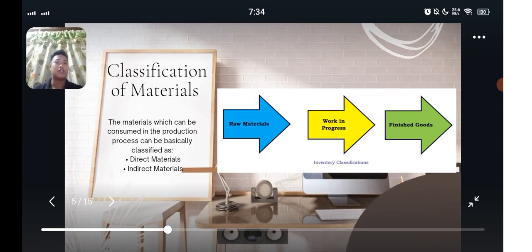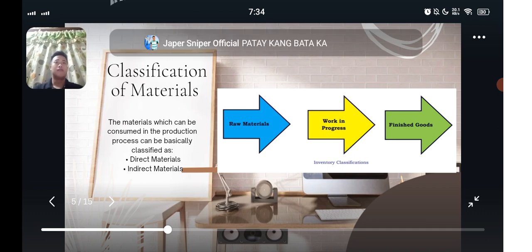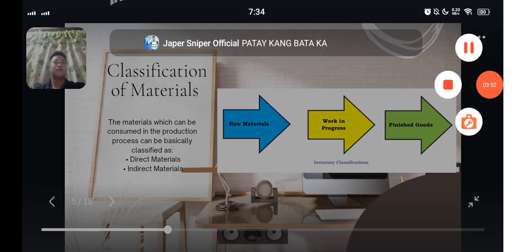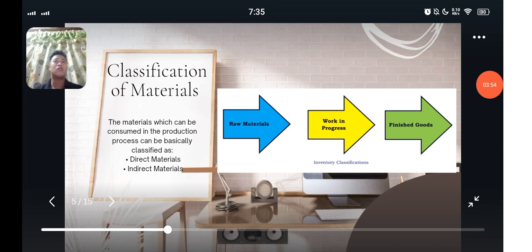Classification of materials. The materials which can be consumed in the production process can basically be classified as direct materials and indirect materials. Any goods that are used in the production process are referred to as materials. Raw materials is the usual term for the substance.